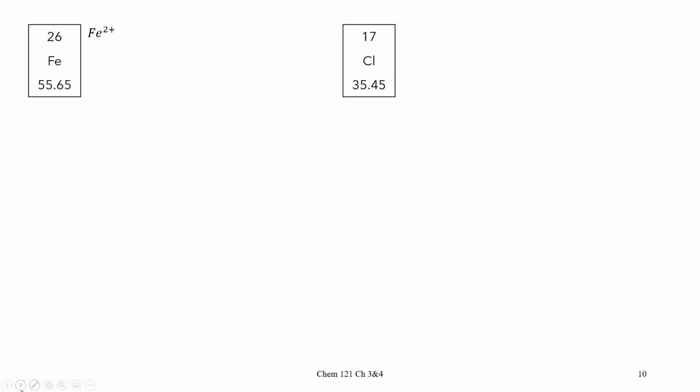For atomic number 26, we have Fe, and that will be iron. We want to find what our electron configuration for this would be. So we have Fe to the 2 plus power. For now, we want to write the electron configuration for Fe 26, but we're going to lose 2 electrons.